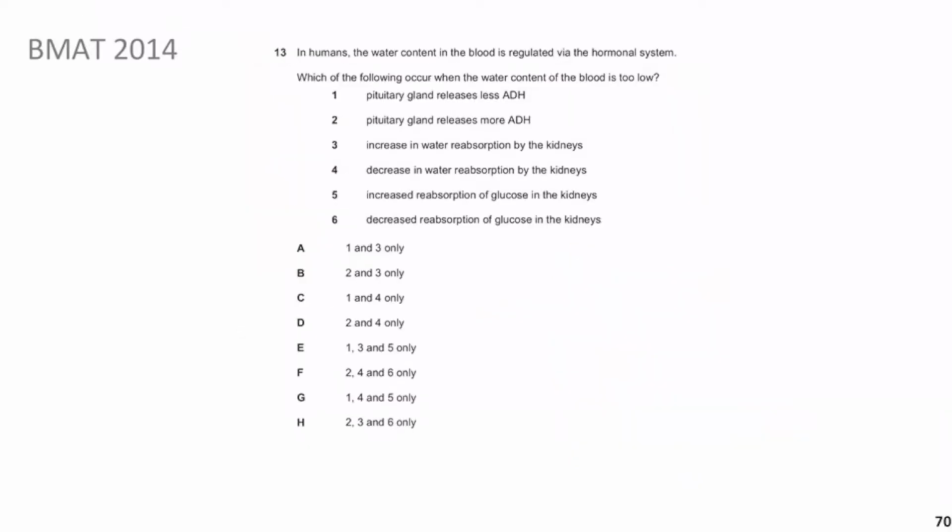It says, in humans, the water content of the blood is regulated by the hormonal system. Which of the following occur when the water content of the blood is too low? And then you have 6 options. So guys, pause the video, give yourself a minute, be back after that minute where we'll be going through the solution. Okay, guys, so let's go through this.